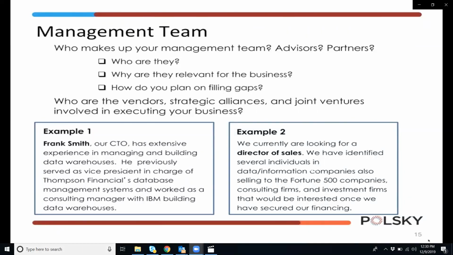So if you look at example 2, we are currently looking for a director of sales. We have identified several individuals in data information companies that sell to Fortune 500 companies, consulting firms and investment firms, that we would be interested in going after once we have secured our financing. So it's perfectly legitimate to have gaps in your team. It's a good idea to address them.